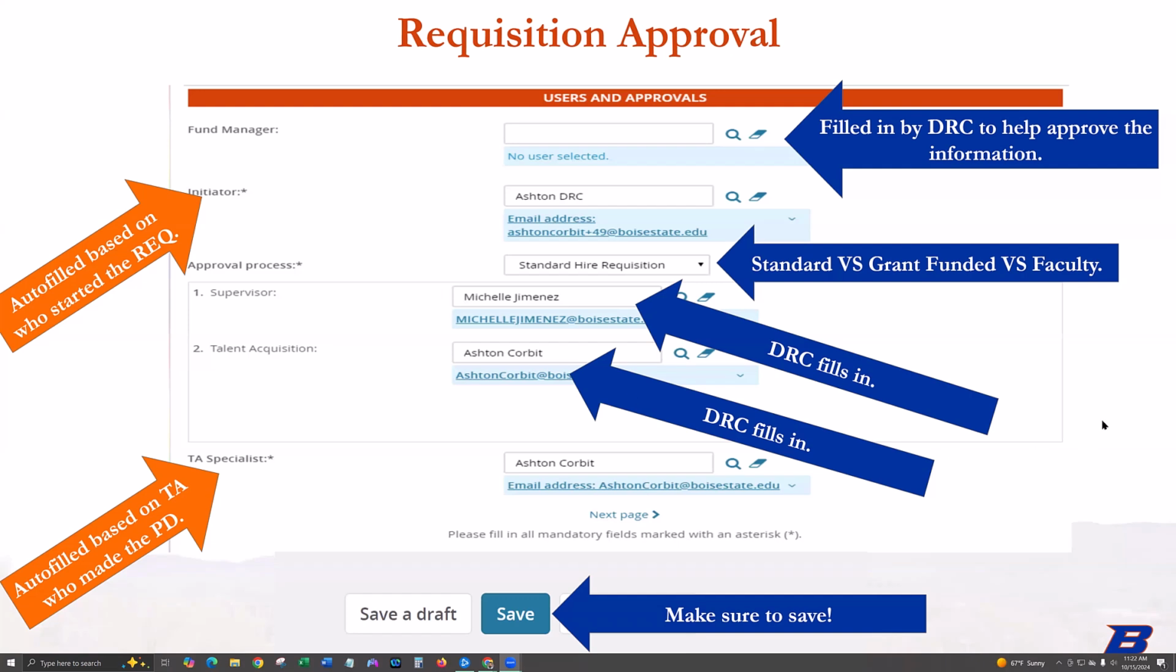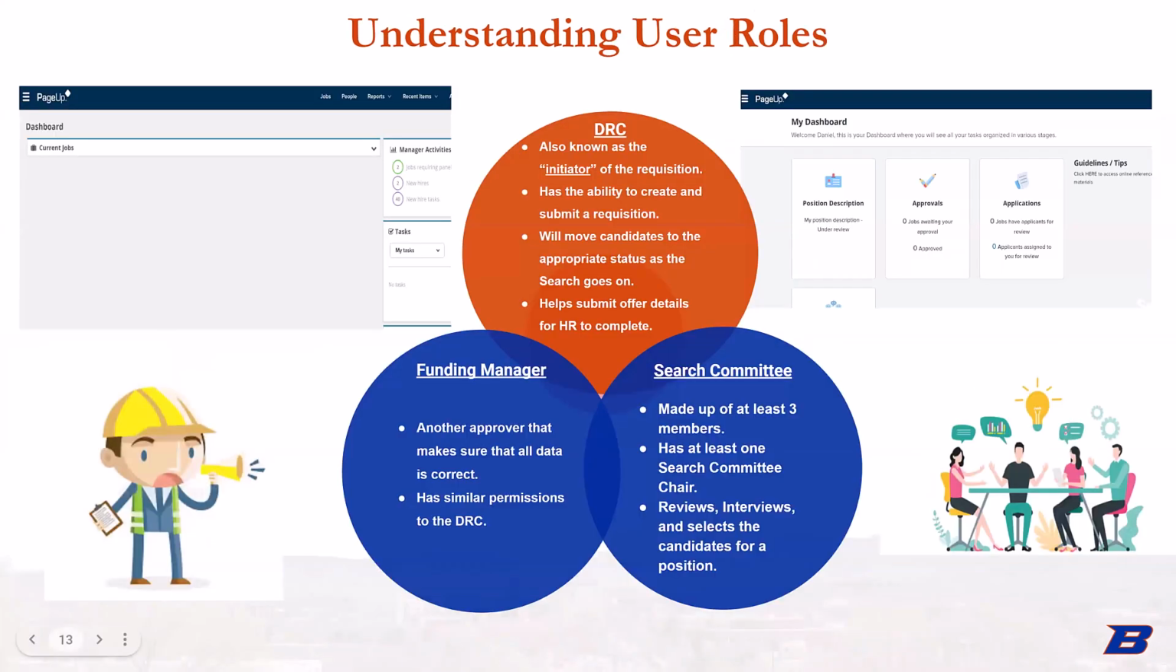Alrighty, let's move on to the next slide. So while we are on the topic of users, let's take a quick look at who is involved in the search and how they interact in PageUp. While the TA has the most control in PageUp, being that we are super users, the DRC has the next level of access with being able to create requisitions, move candidates to other statuses in PageUp, and submit offer details.